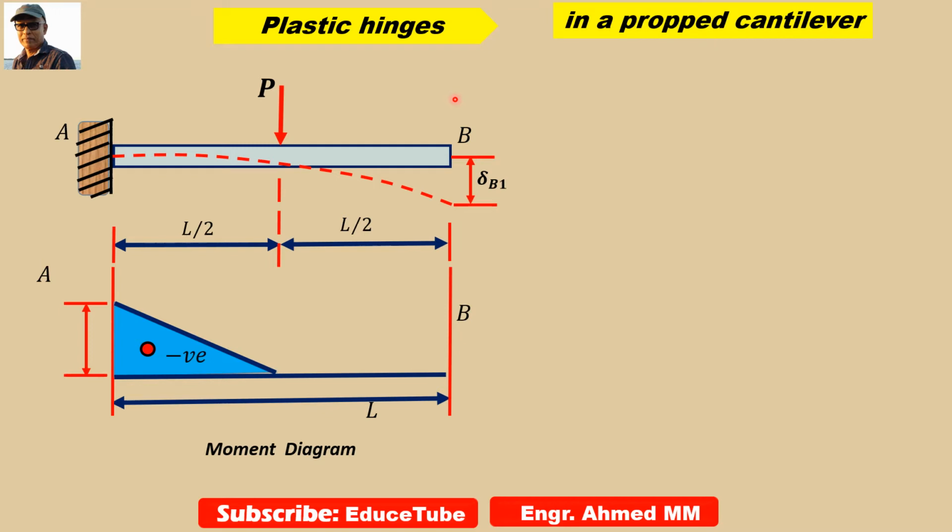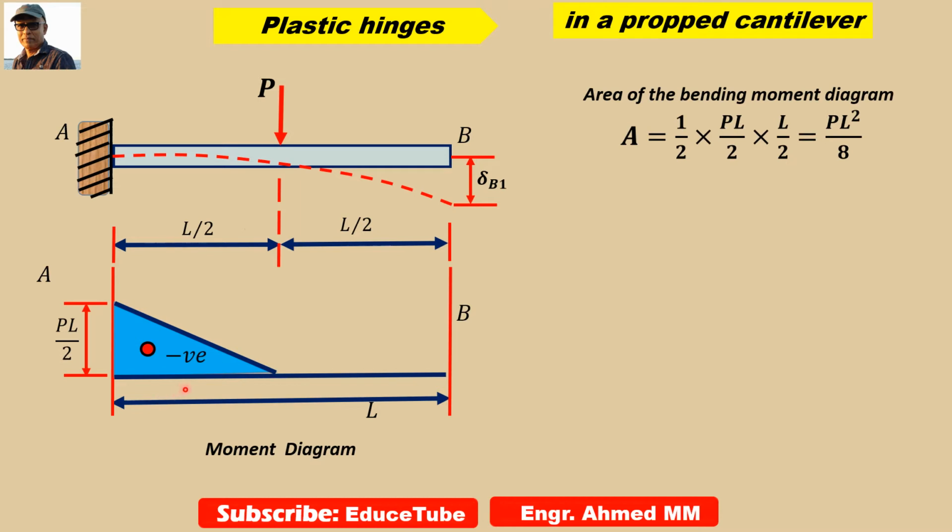In this method, the procedure is we have to get the moment diagram first. So this is the moment diagram for this load P, because P multiplied by L by 2 gives me the ordinate or the height of this triangle, PL by 2, and we know the base is L by 2. So easily we can find the area, half height into base, equal to PL square by 8. Because we are using the moment area method, we are finding the area.